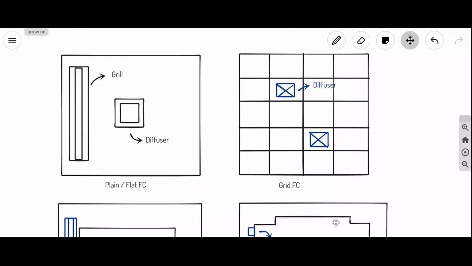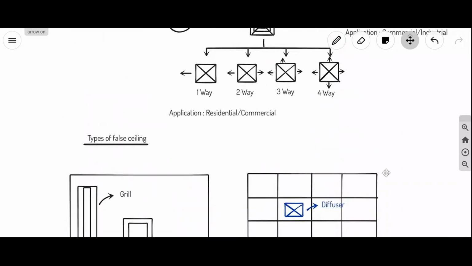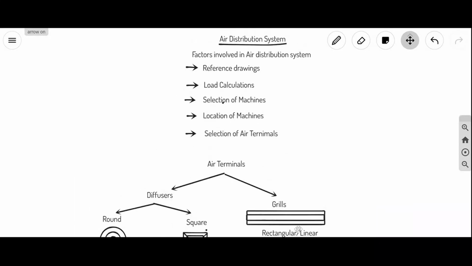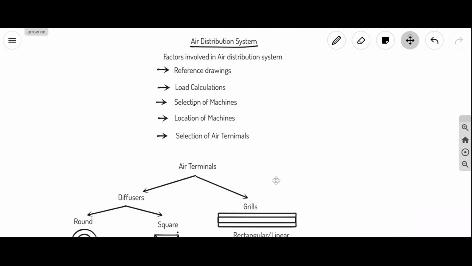So coming to the location of machines, we already discussed. If we have an AHU, AHUs will be placed in the AHU rooms. If an AHU room is not there, it will be placed on the rooftop. And FCUs will come in the plenum space or attic space. Make a note of this.